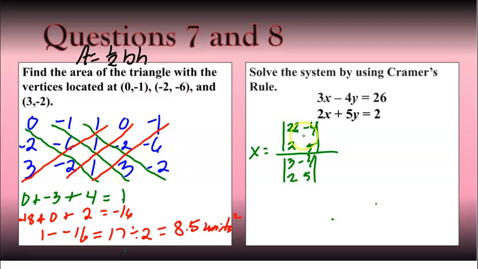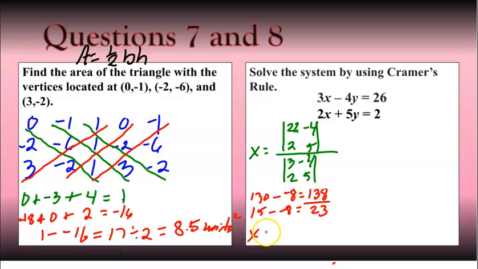So I have 26 times 5, which is 130. And then this will be minus 4 times, or -4 times 2 is -8, which is going to give us a total of 138. Now I do the same thing in the denominator, find the determinant. So here I'm going to have 15 minus a -8, which gives us 23.